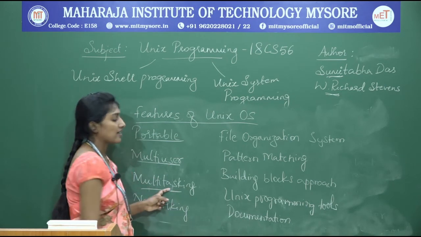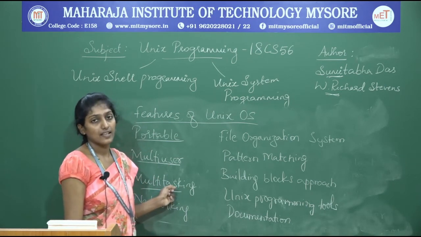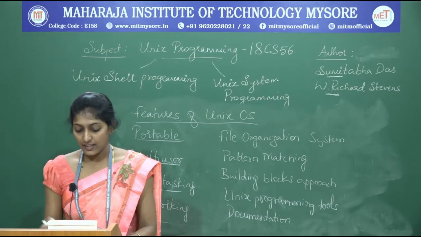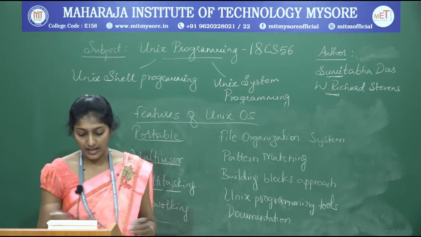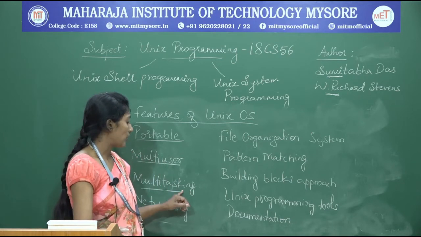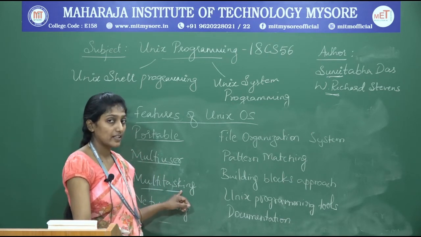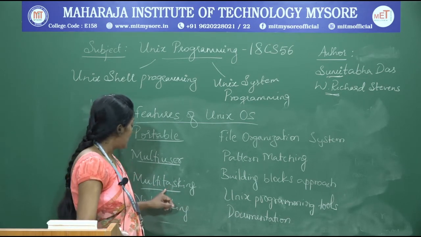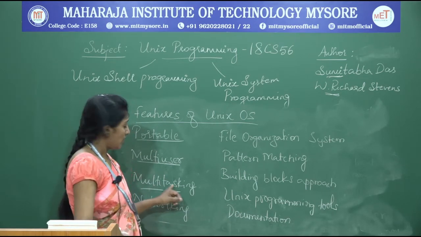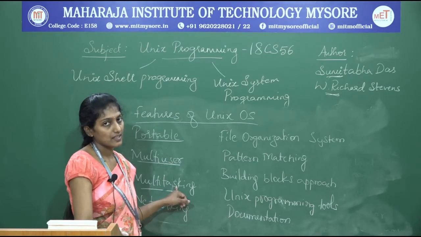Next is multitasking. So, what does multitasking refer to? Multitasking here refers to a user being allowed to run more than one program at a time, or concurrently. You can execute more than one program in a system, as a single user. So, that is what multitasking refers to.